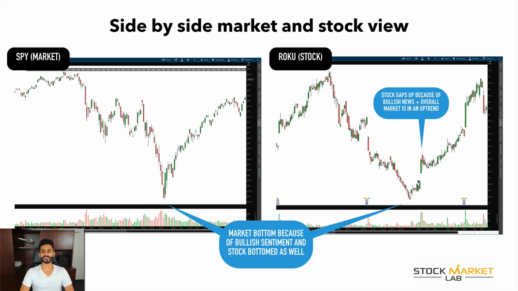So that's how you want to look side by side with the market. That's how you want to understand the sentiment. You want to understand that Roku right now is surrounded by a lot of good news. They announced this catalyst. This catalyst is obviously pumping up the stock. It is fueling the stock's move up. The market is also in a healthy condition, so it's much easier for a stock like Roku or any major stock to actually keep rallying and going in that direction.